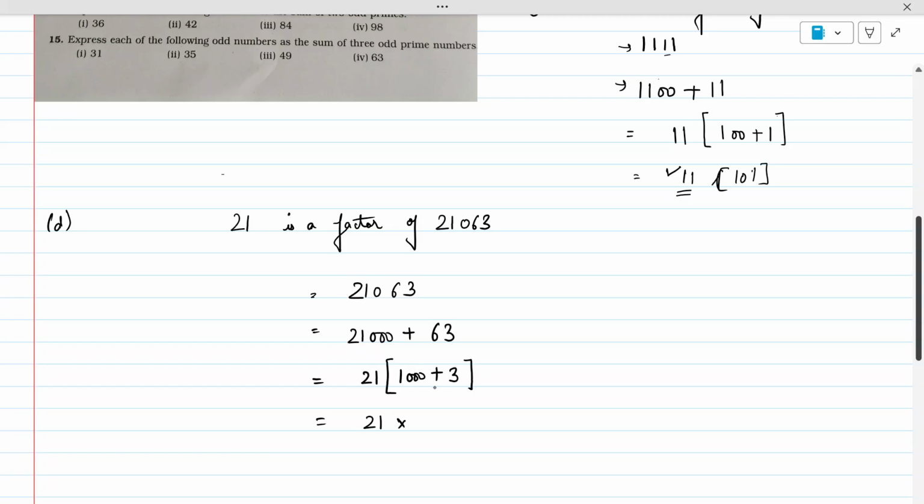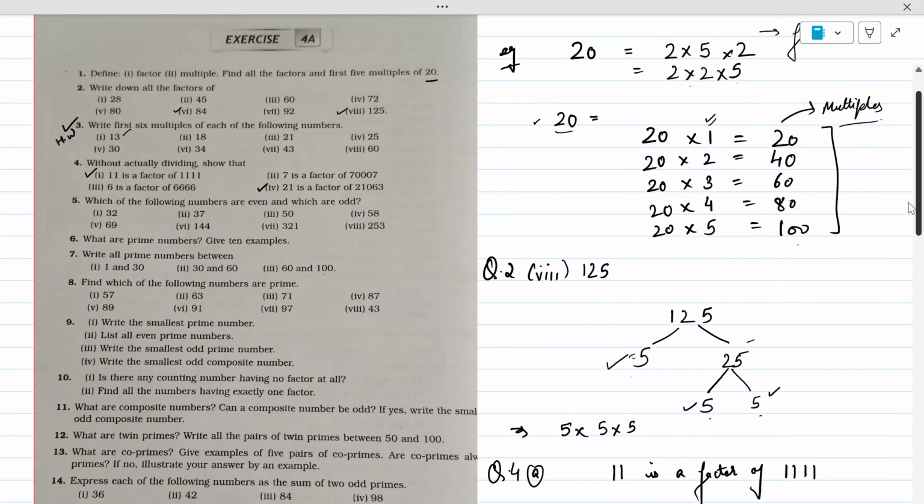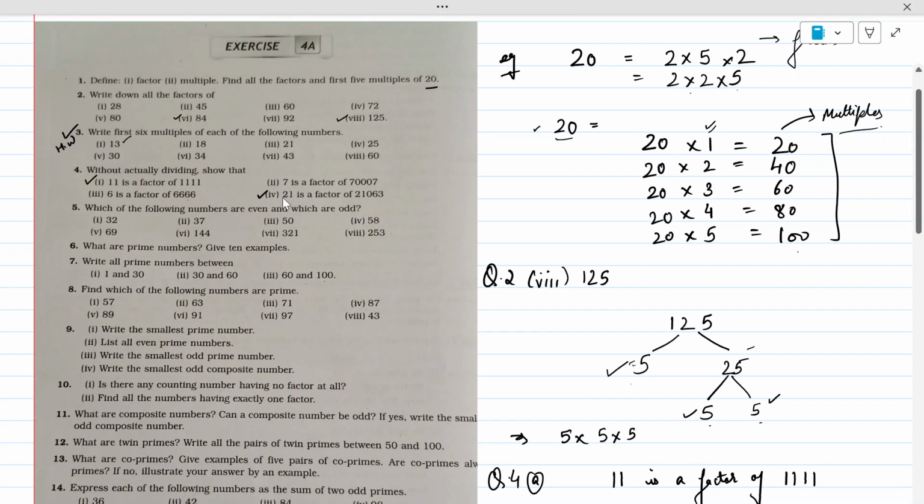And another factor we have here is 1003. So that means 21 is a factor of this number given to us. Okay. In a similar way, you can do the rest of the question, the second and the third part. Next, which of the following numbers are even and which are odd?